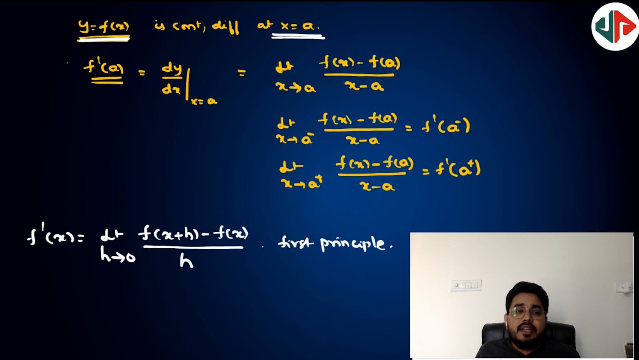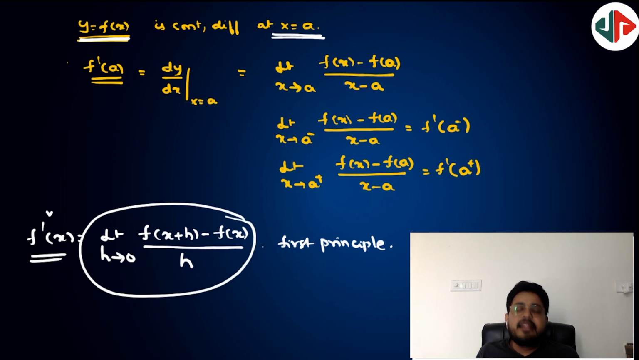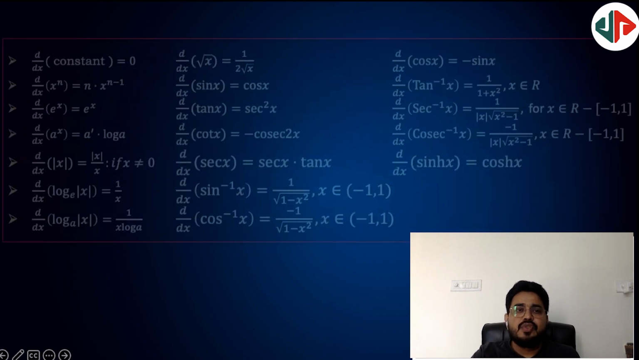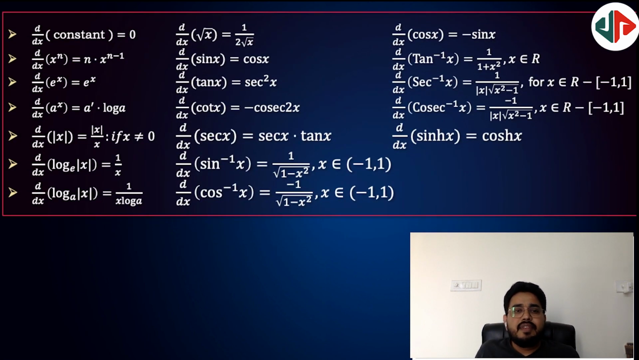F dash of x is equal to limit h tending to 0 of f of x plus h minus f of x by h. If this value is finite, the derivative of the function will exist. This is the first principle of derivative. So in this chapter, mainly we concentrate on the approach of how to find the derivative of different functions. So let us look at some key formulas of the derivatives.